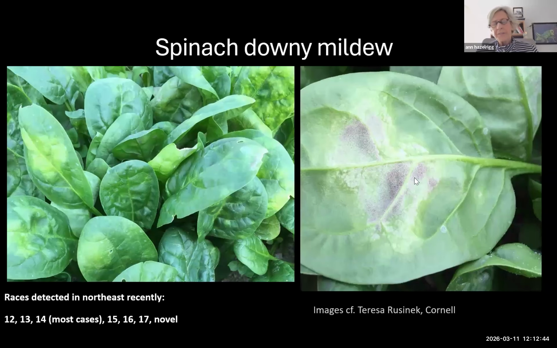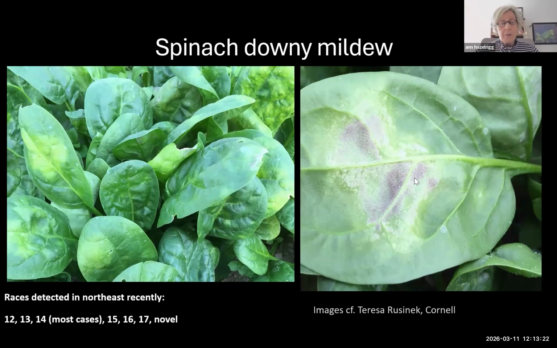So the one other disease that's a big problem in spinach high tunnels is downy mildew. This is one that can cause yellowing on the upper side of the leaf, but you need to look at the underside. If you see those dirty brown purplish spores, that's downy mildew. There are several different races of this fungal-like pathogen. In the Northeast, we've been seeing 12, 13, 14. Most cases were race 14. But we've also seen 15, 16, 17, and a novel race. I think now there are 19 different races.